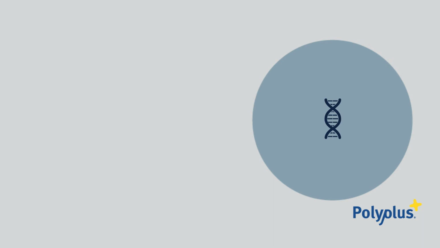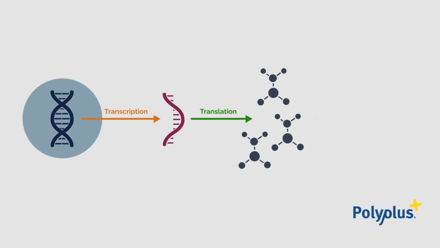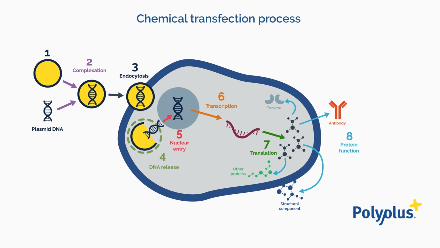The overly represented exogenous DNA in the nucleus is actively transcribed into mRNA and translated into the protein it encodes for via the same protein expression machinery that the cell uses to produce the proteins that it needs to function properly. It is therefore important to keep the DNA amount as low as possible to not overcharge the cell's machinery.